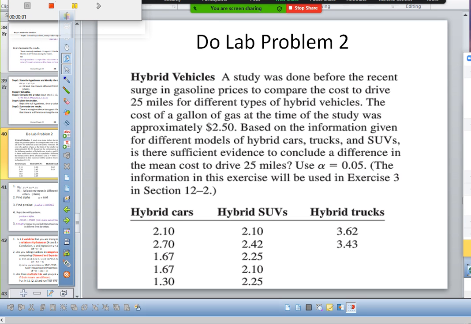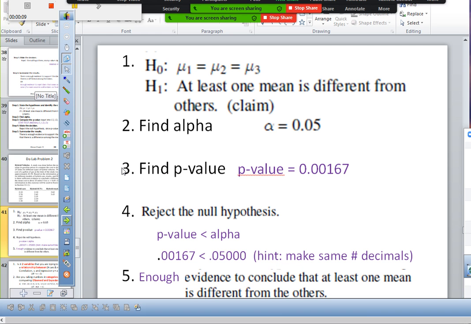Okay, so here's lab problem 2. Let's go ahead and go through it. So our step 1, our H0 is mu1 equals mu2 equals mu3. I have 3 means. H1 is at least one mean differs. And if you're going off the wording, then the second one, the H1 would be your claim.